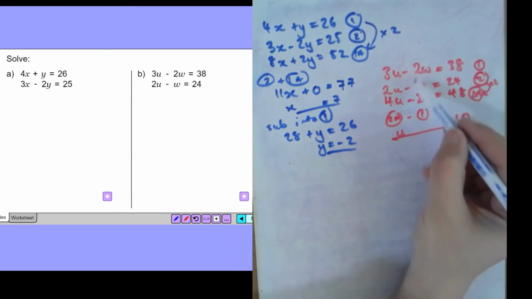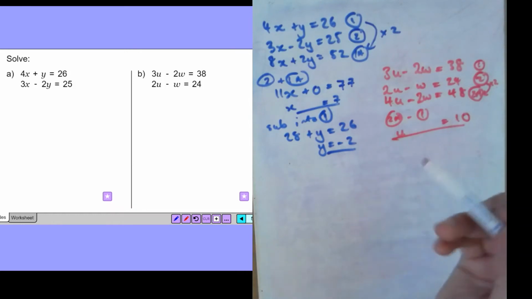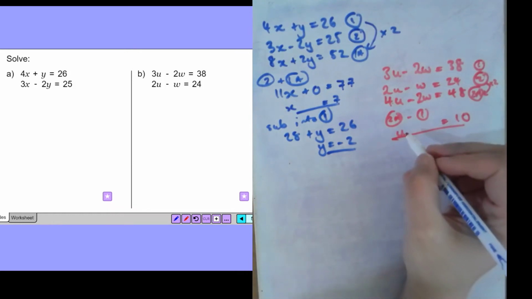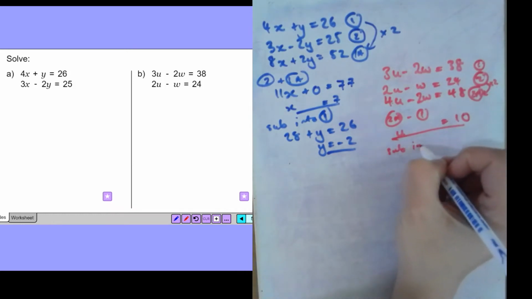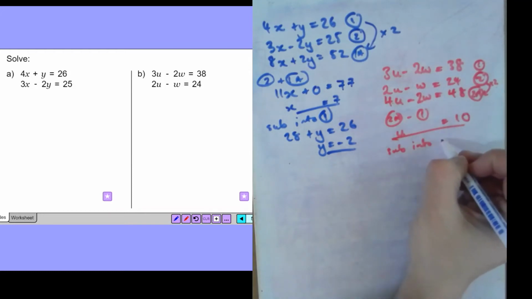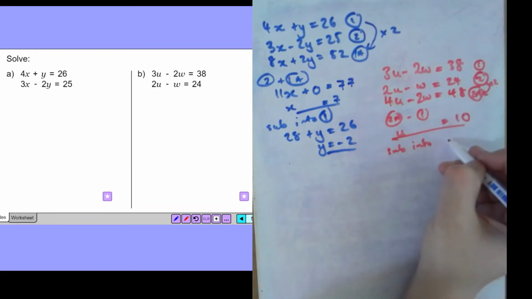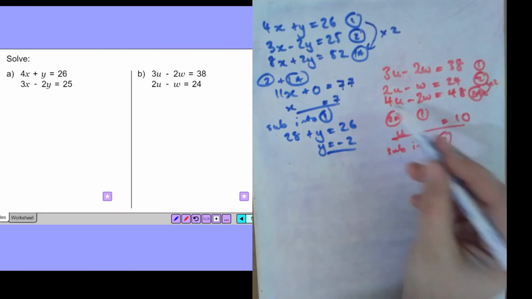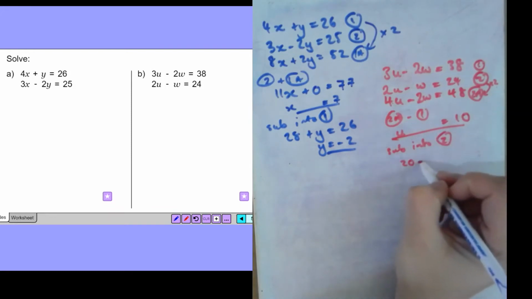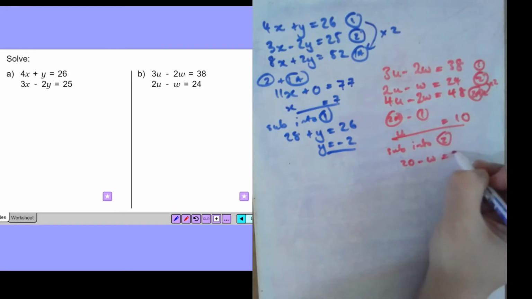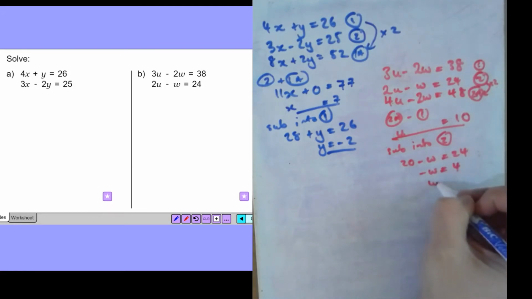Okay, both of these are negative, so that means we're just going to have to deal with the negative. I'm just going to sub into 2, because I've only got one w there, so it'll be nice and easy to find. So 2 times u is 20, 20 take away w is 24, and then I'm going to move 20 that side, so I'm going to take away 20. So I've got negative w is 4, so that means w equals negative 4.